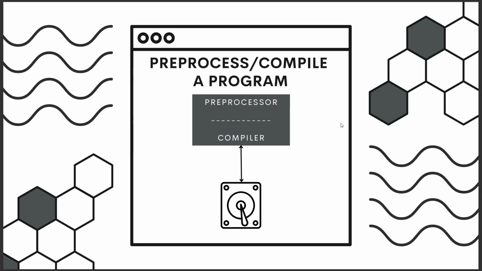The second phase of running a program is to compile the program. Compiling a program means to convert the C program code into machine language code.